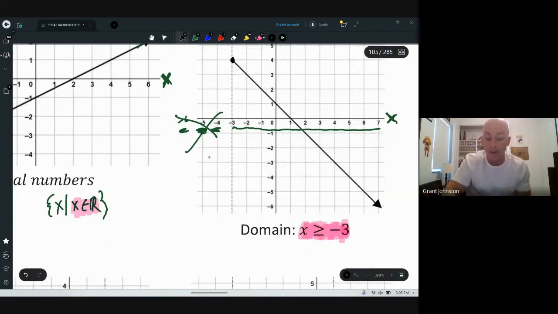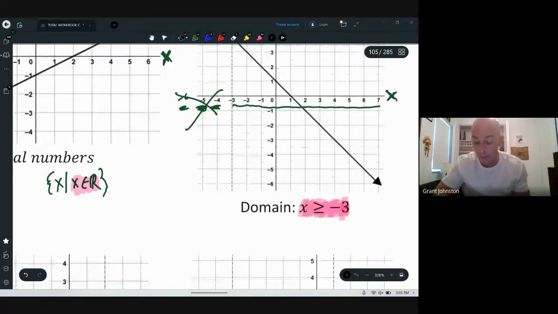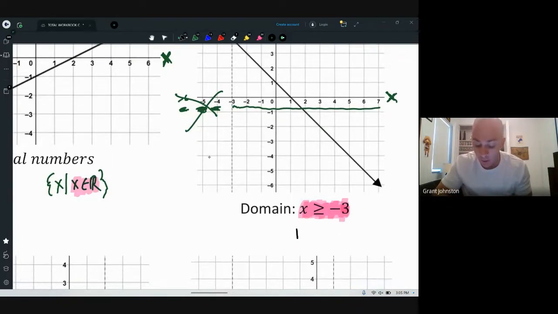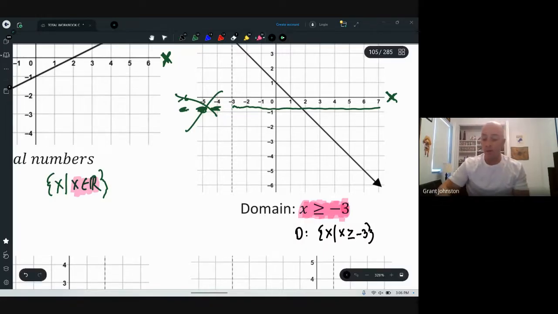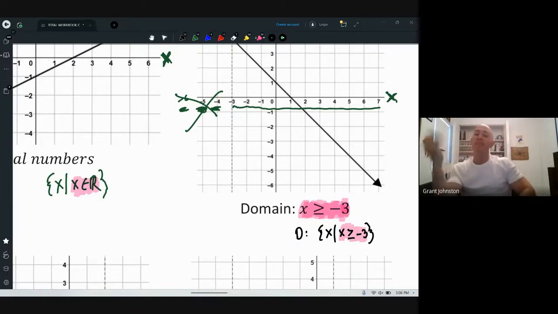Again, it might be written in set builder notation, where we say the domain is x such that x is greater than or equal to -3. But this means the same thing. Don't let it confuse you if you see it in set builder notation. It's the same idea. I'm probably going to stick to the inequality notation for the most part here, without all the set builder stuff.